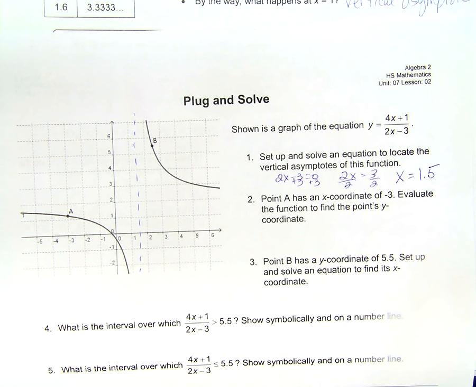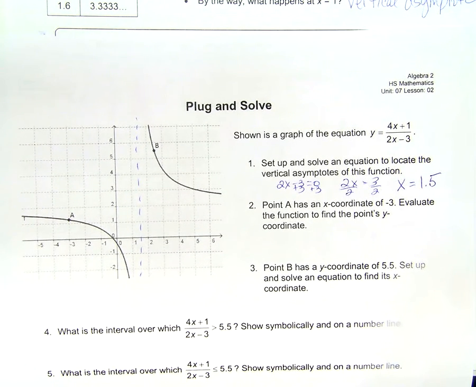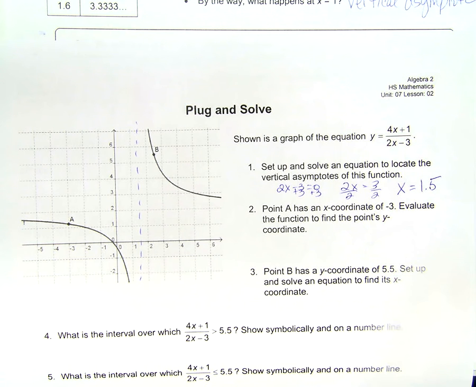Point A has an x-coordinate of -3. I'm going to finish this problem. Y'all go to class. It'll be on the video. I'll upload it as soon as I can.